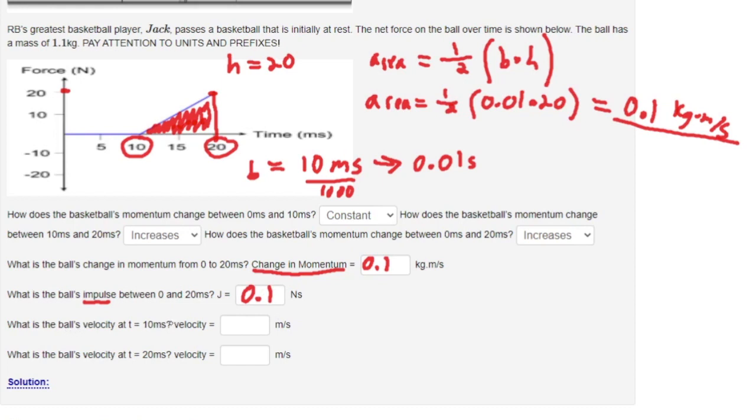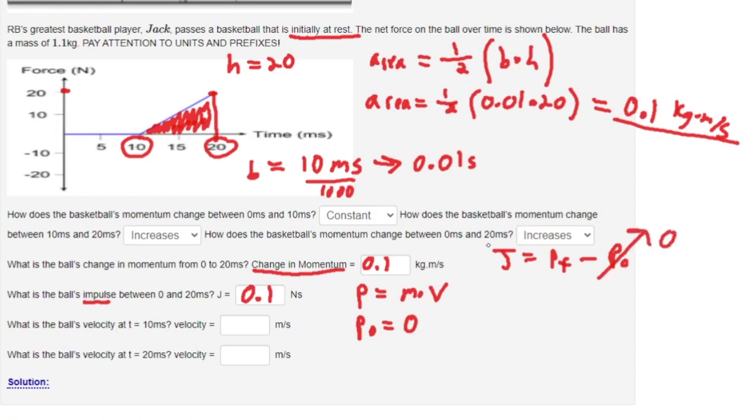Next question says, what is the ball's velocity at t equals 10 milliseconds? In order to figure that out, we need to think about momentum, and we know that momentum is equal to mass times velocity. It tells us that the ball is initially at rest, so the initial momentum is just going to equal 0 if the initial velocity is 0. That's really going to help us, because we know that impulse is equal to final momentum minus initial momentum, but we just said initial momentum is 0, so our impulse is just equal to our final momentum.